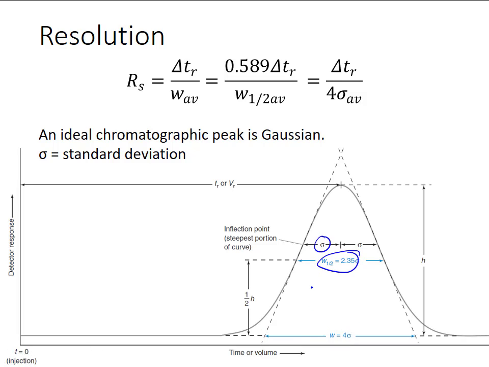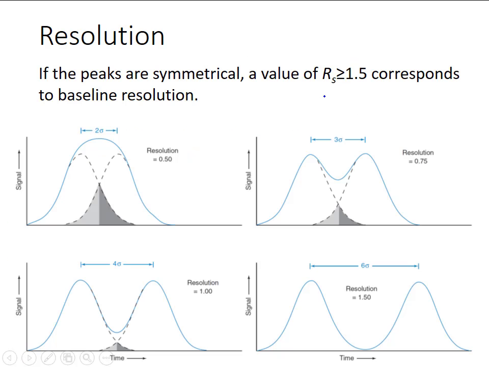So using these relationships for defining sigma and the width of the peak, we can also define resolution as 0.589 times the difference in retention times divided by the width at half height, or we can define it as the difference in retention times divided by 4 times the standard deviation. Assuming the peaks are symmetrical, a resolution value greater than or equal to 1.5 corresponds to what we call baseline resolution.